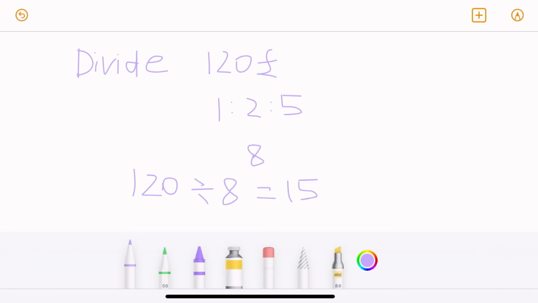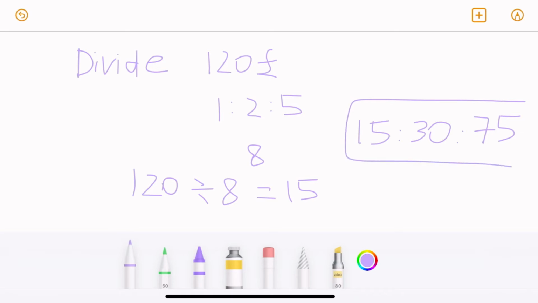So the first person will get 1 portion, so the first person will get 15. The second person will get 2 portions, so 2 times 15 will give us 30. And then the third person will get 5 portions, so we will do 5 multiplied by 15, and that's 75. So this is our final answer, 15 to 30 to 75, when we divide 120 into this ratio.